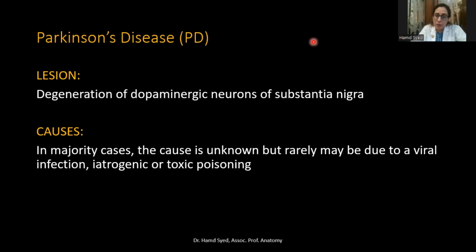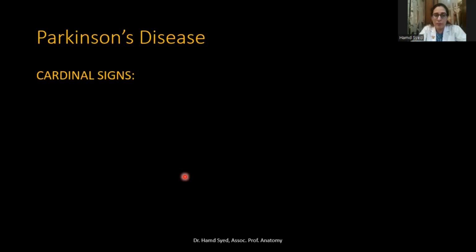It will be unknown, but rarely it might be associated with a viral infection. After viral encephalitis, Parkinson's disease can occur. It might also be due to the effect of certain drugs like antipsychotics, and it also might be due to toxic poisoning. So there are different factors that have been linked or associated with Parkinson's disease. A genetic element has also been associated with this condition.